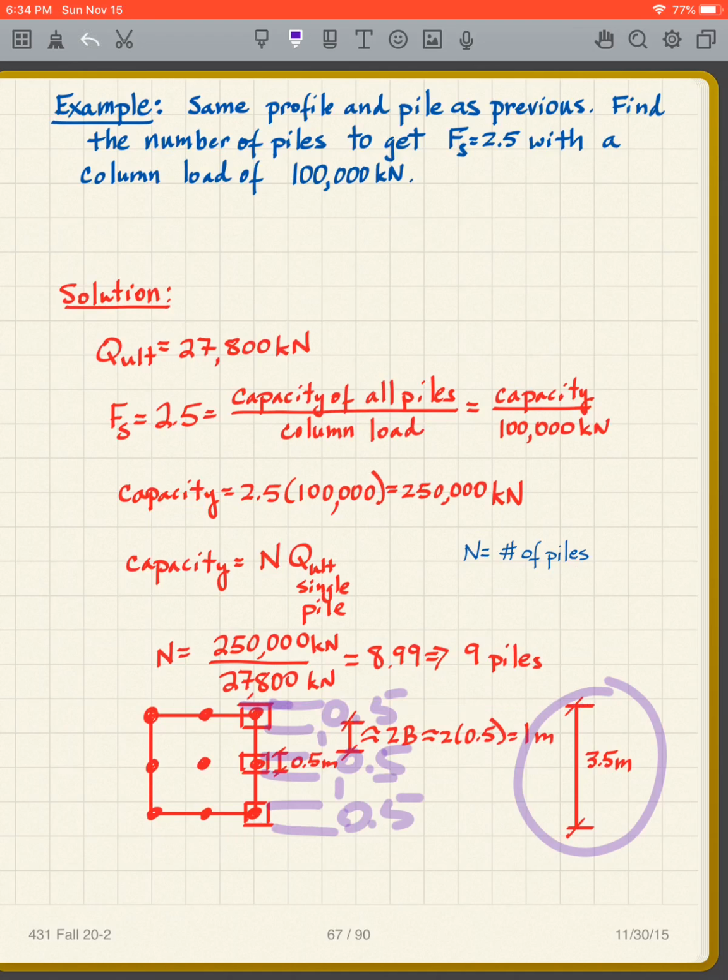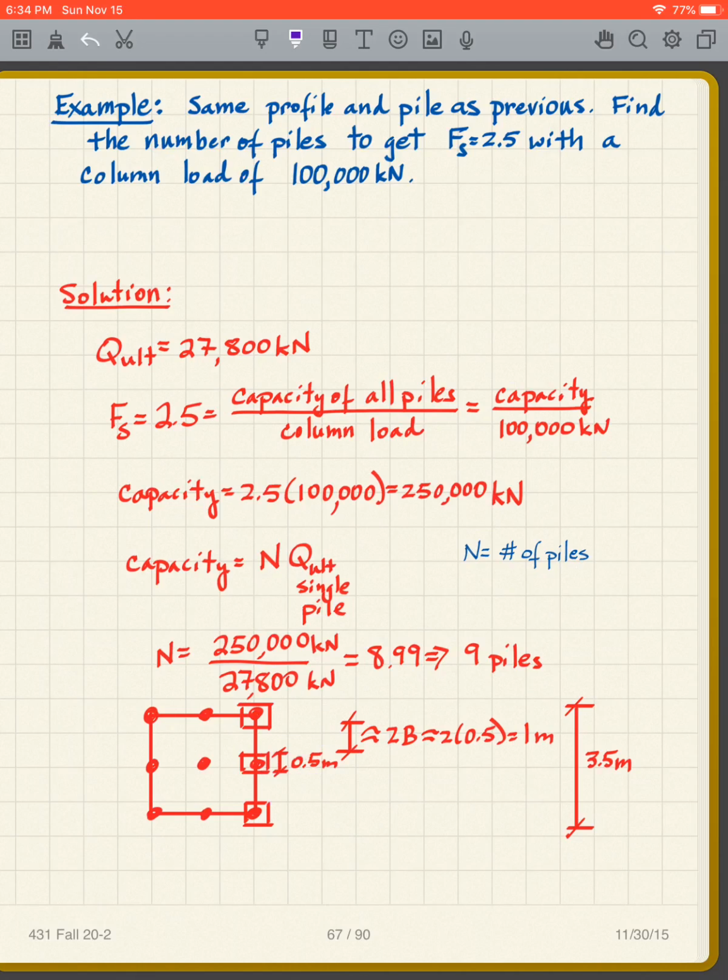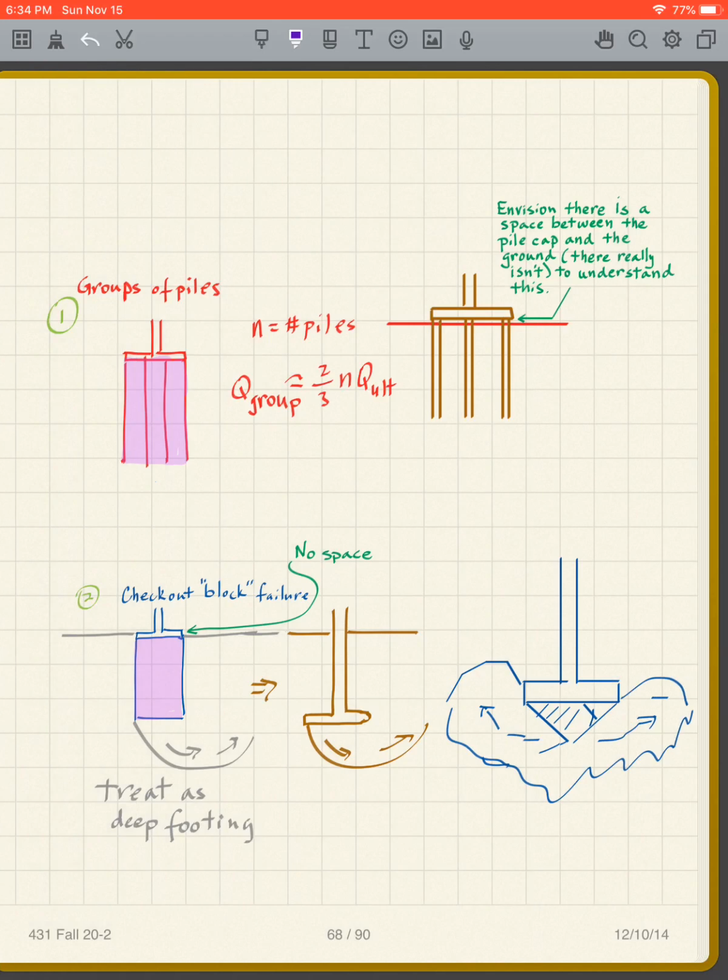Spacing them about 2b, that's approximately normal spacing. Now we're going to talk a little bit about this calculation of n in a second.